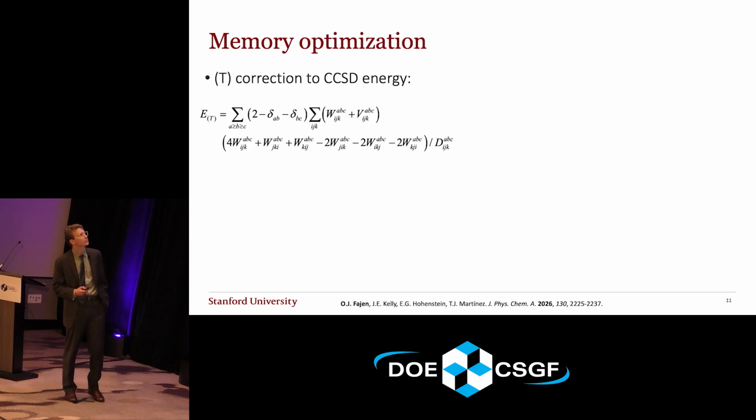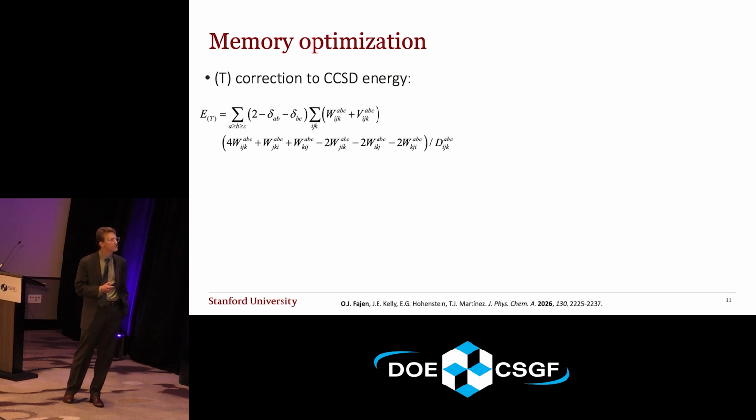So the first one is memory. If we look at the form of the correction to the CCSD energy that parentheses T gives us, we need to construct and then contract a bunch of 6th-order tensors. So that's not great. But if we look at the structure of this equation, it's actually fairly amenable to parallelization, because nowhere do I need to store or operate on the full tensor itself. I can slice this up and evaluate the contributions from various subtensors.